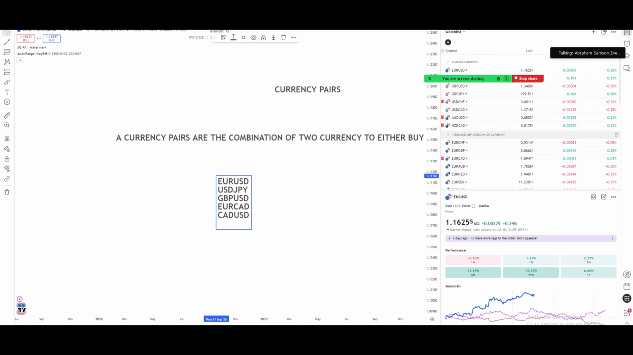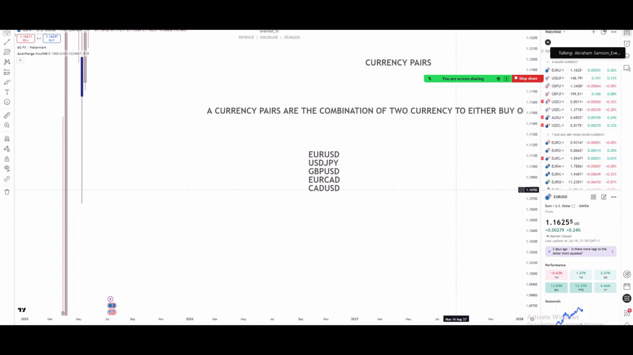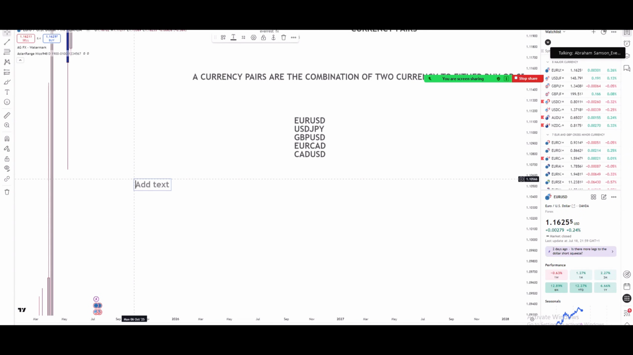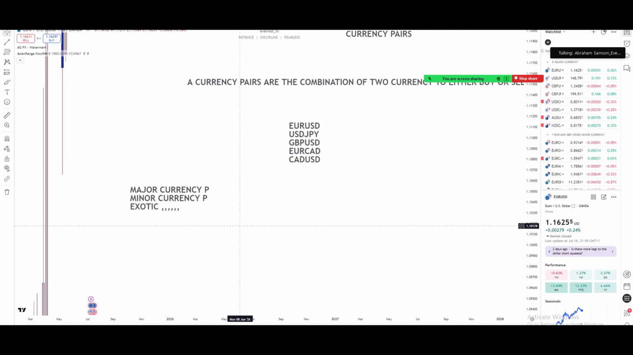Now, in currency pairs, we have major types of currency pairs. Are you guys following? We have the major currency pairs, the minor currency pairs, and then we have the exotic currency pairs. So now, the definition of a major currency pair.